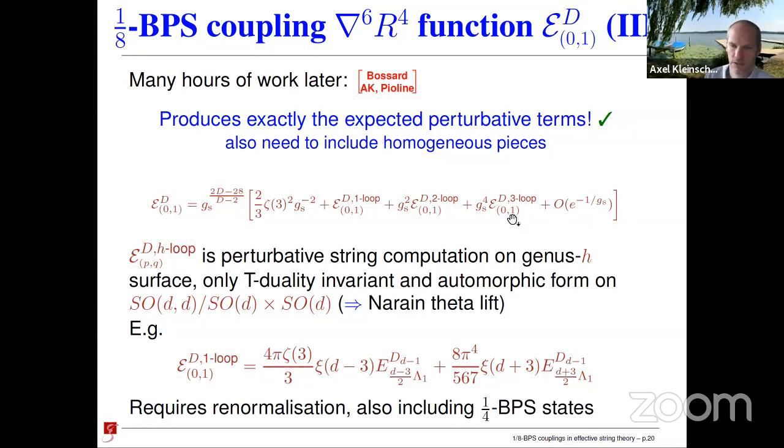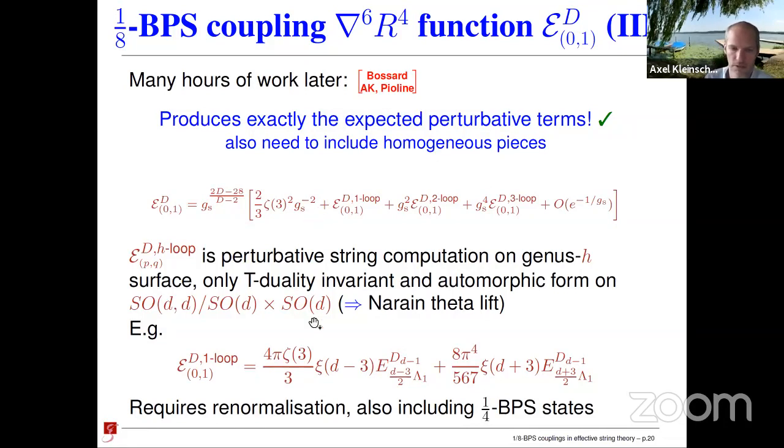And we were able to extract from this slightly complicated formula that I had on the previous slide all of these things with exactly the right coefficient and functions. So these are perturbative string things that you get from doing something on the genus h Riemann surface using some kind of theta lift with a Narain partition function. So for example, the one loop contribution that you want to get is a combination of automorphic forms on the T-duality group. And we were able to extract out exactly these terms from the candidate that I showed you.